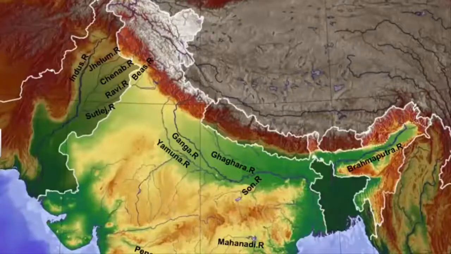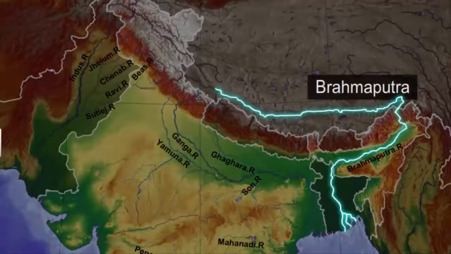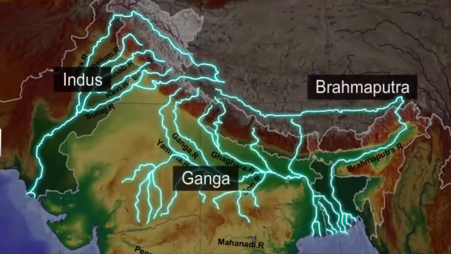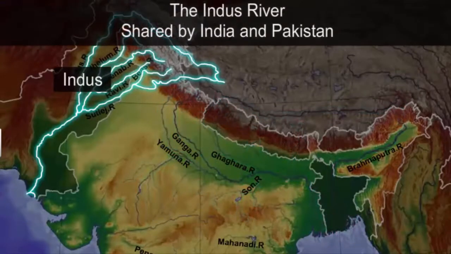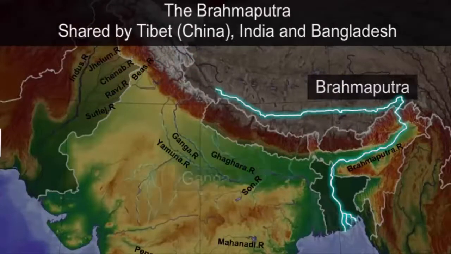The three important Himalayan rivers are the Ganga, the Brahmaputra, and the Indus. These rivers are among the longest and largest rivers in the world. These rivers, along with their tributaries, make up the most important river systems for India and also the neighbouring countries.